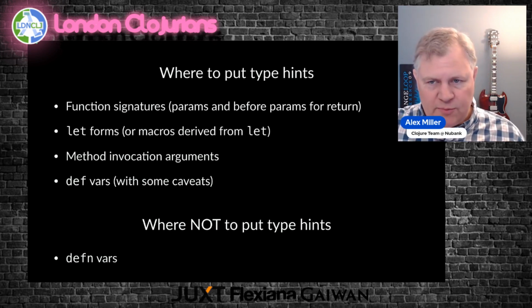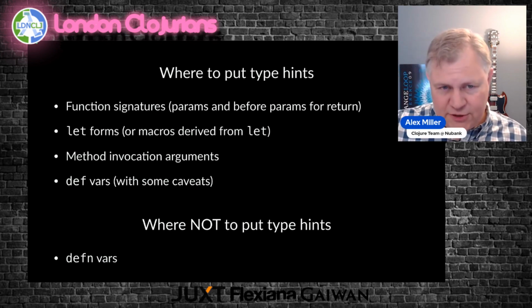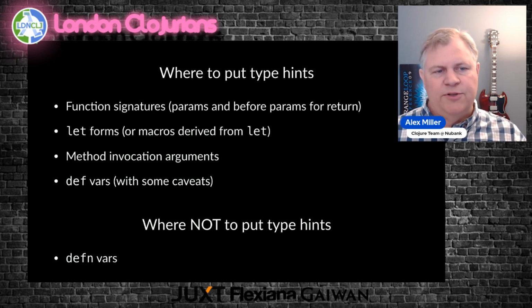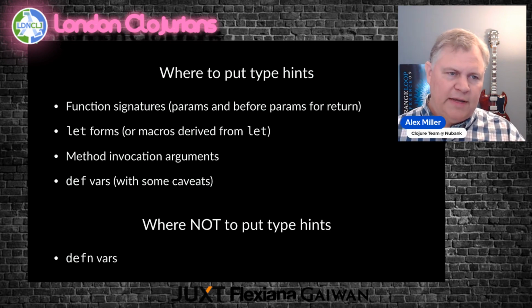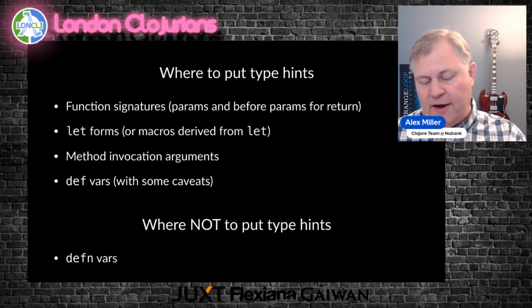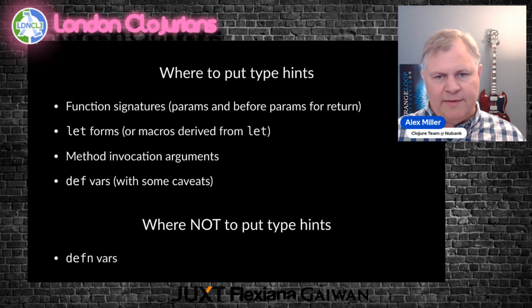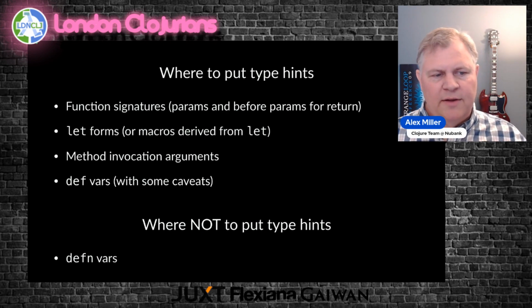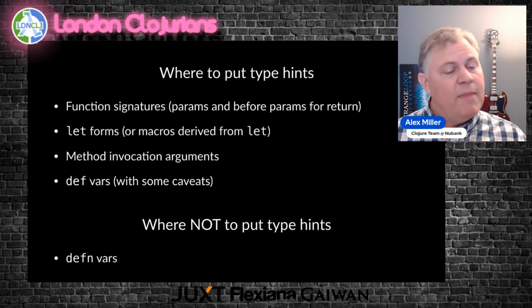So the main places you put these will be either on function signatures, either on the parameters or before the parameter vector to type hint the return type, or in let forms or macros derived from let, which is most things that have sort of a let style binding. A lot of those are macros that expand to lets. So generally anything like that probably is a good place to do it. You can put them on method invocation arguments. So directly at the place where you make a Java method call, you can type hint the argument.